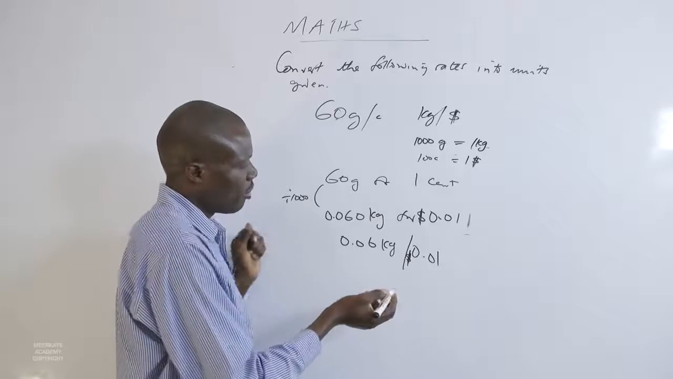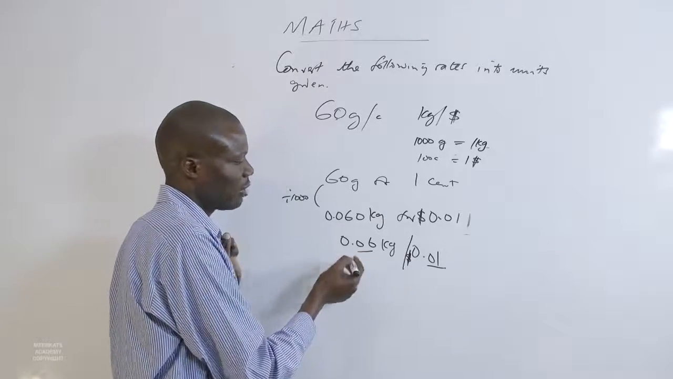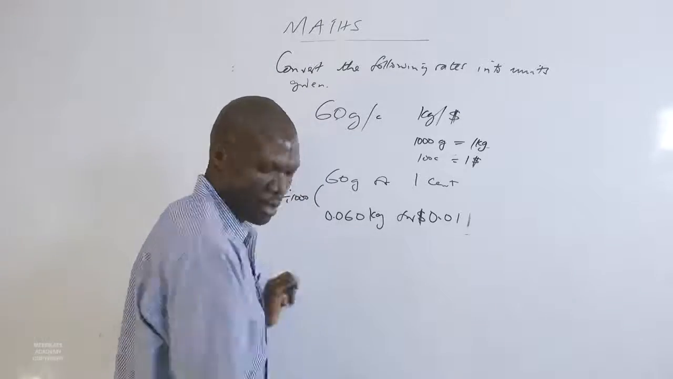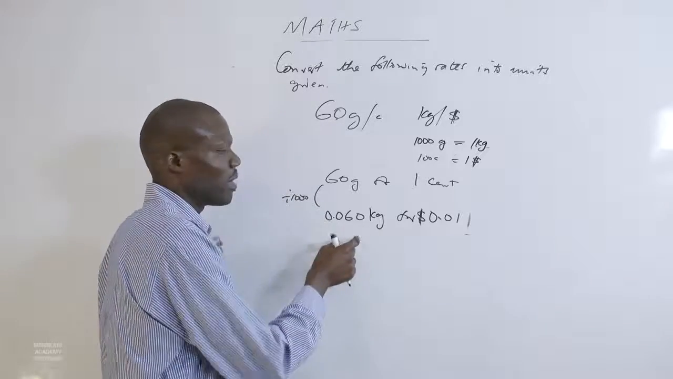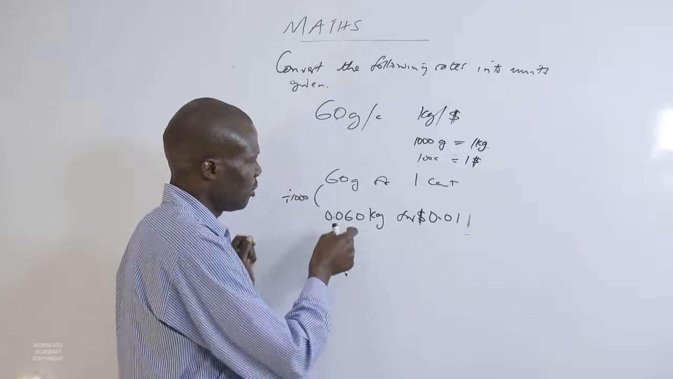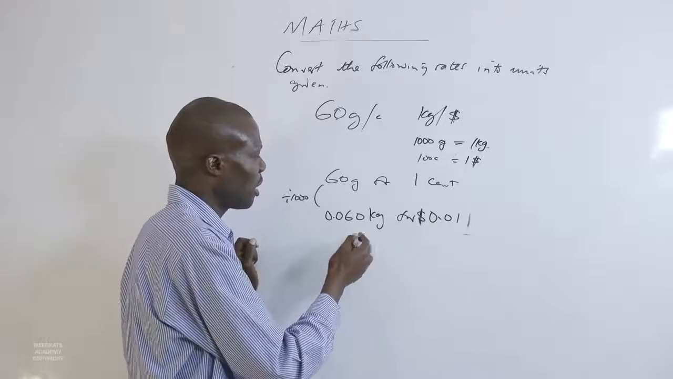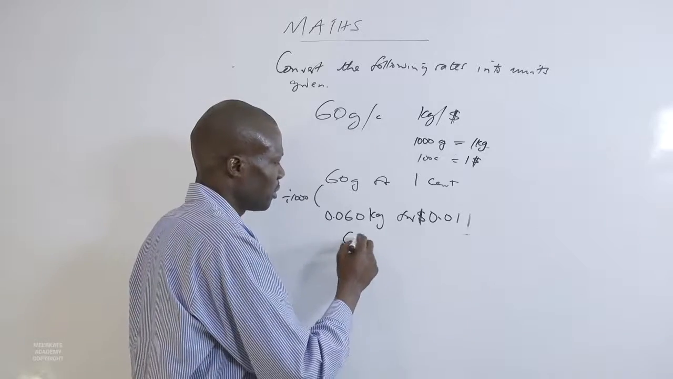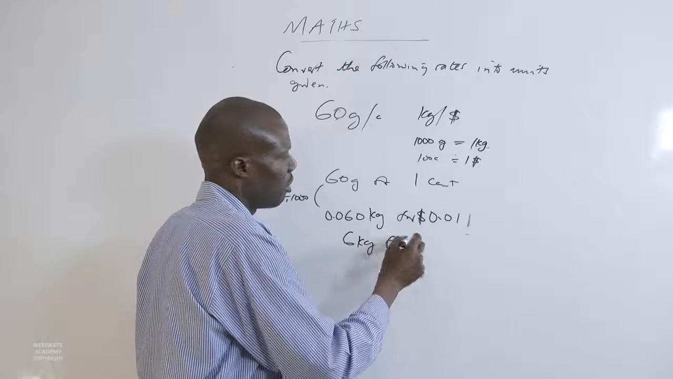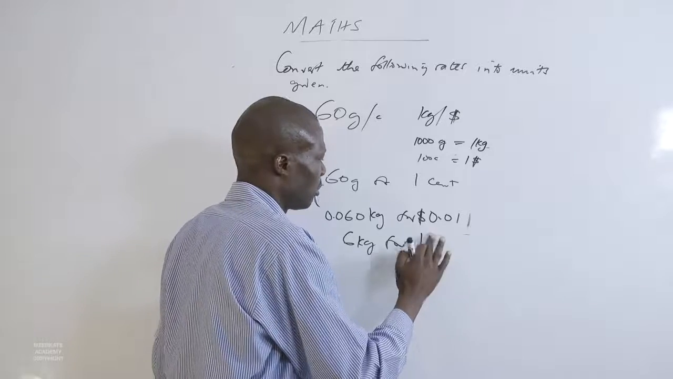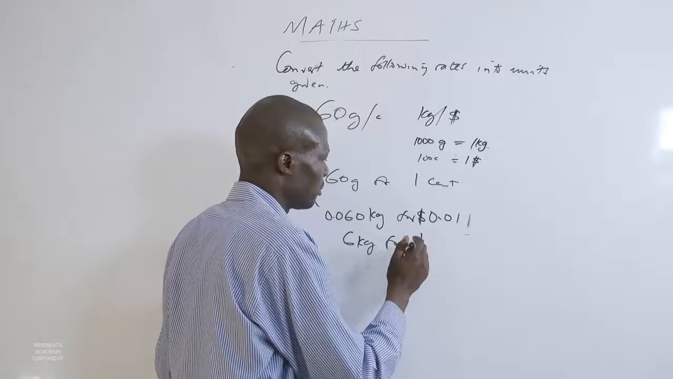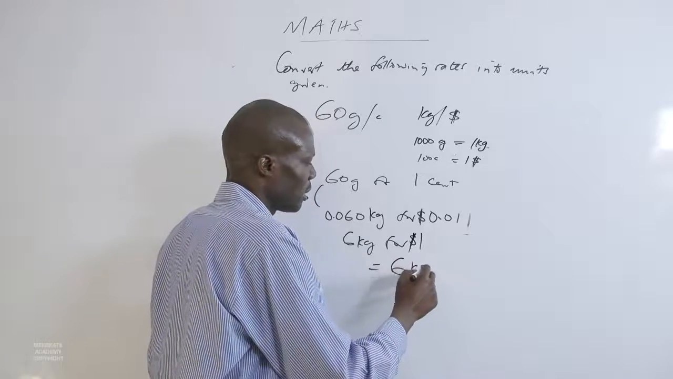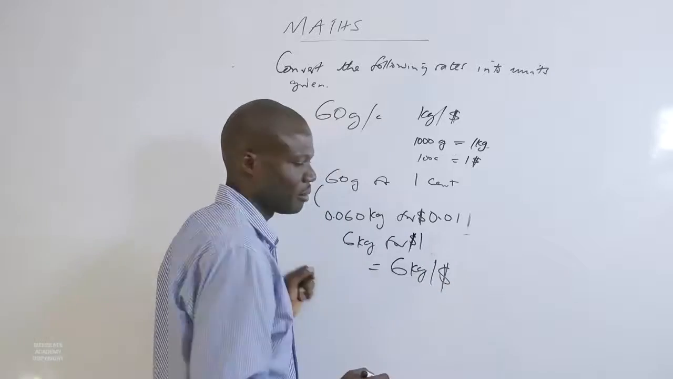Now you realize that with this one there are 2 decimal places, and there are 2 decimal places here. So when you multiply this by 100, you'll have 6 kilograms for $1. Therefore, we can conclude that this is equivalent to 6 kgs per dollar.